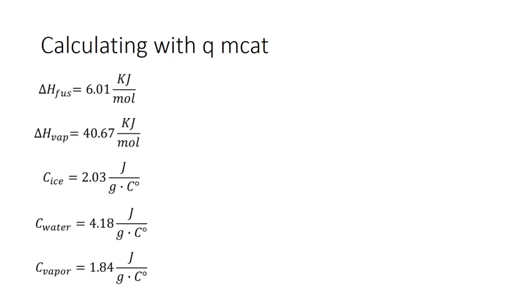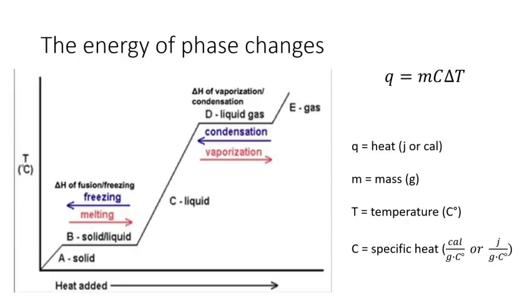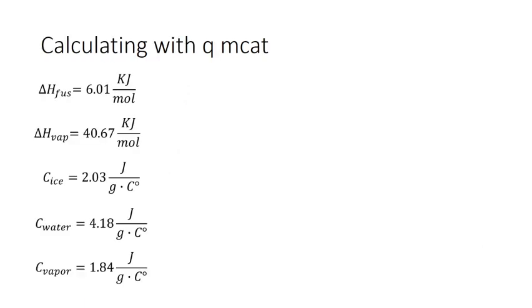Okay, so a calculation using QMCAT. Here are some values for things that we will need, things that were shown on the last slide. Heat of fusion, heat of vaporization: delta H of fusion or freezing, delta H of vaporization or condensation. Those are on there. And then specific heats, like we said in QMCAT, c, specific heat. Ice, water, and vapor, the solid, liquid, and gas phases of any substance, have different values. They are given here.